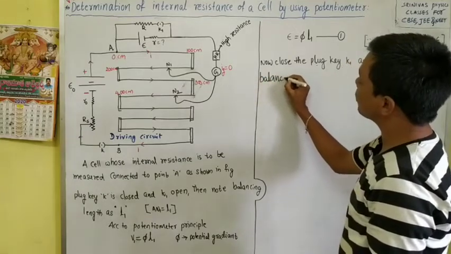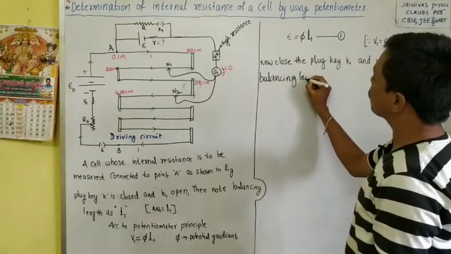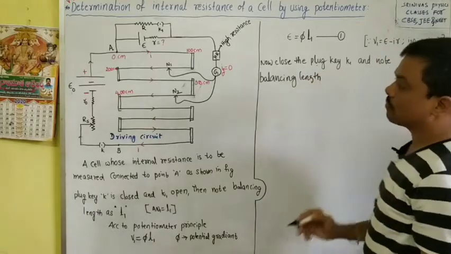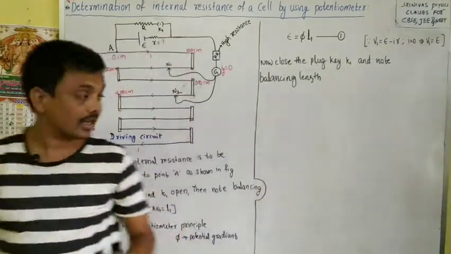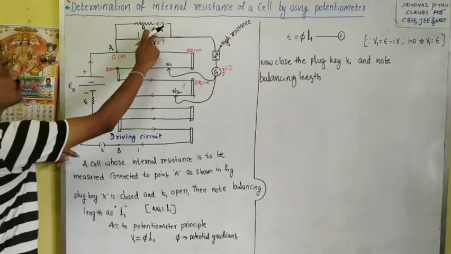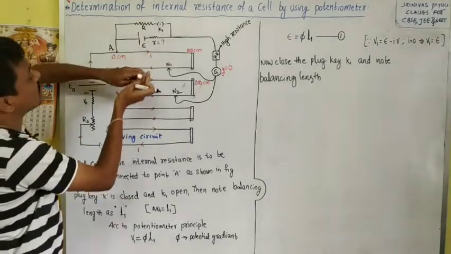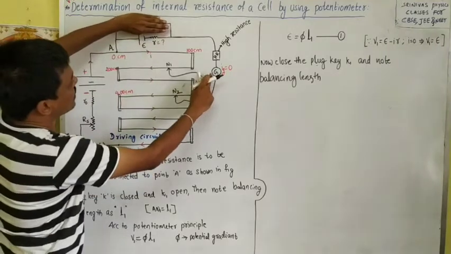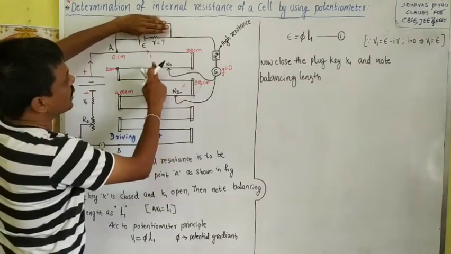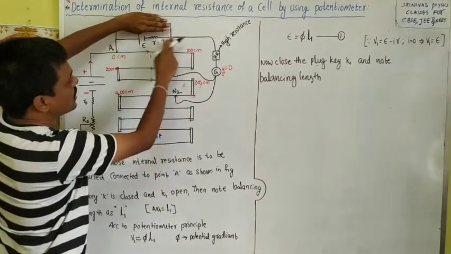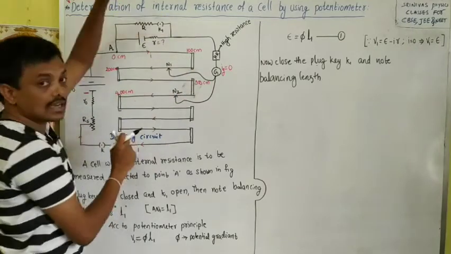Note the balancing length. Firstly, K1 is open. Look here, K is closed and K1 is open. Then we note the balancing length. When K1 is open, only the cell will work, the cell is active. At that moment we note the balancing length as L1.